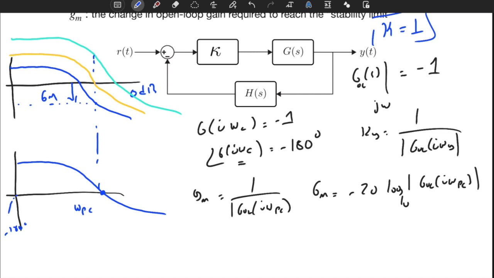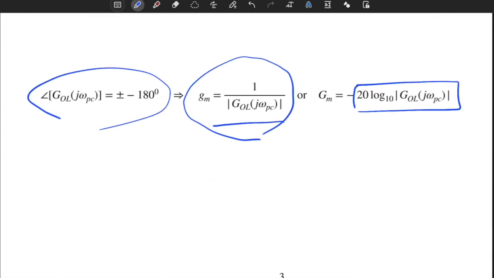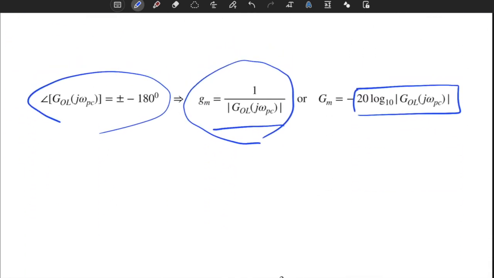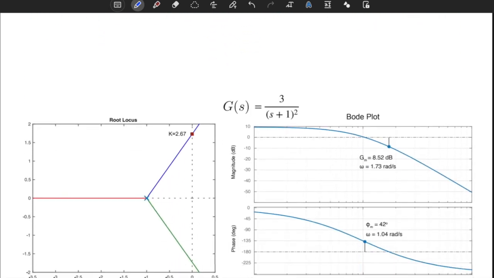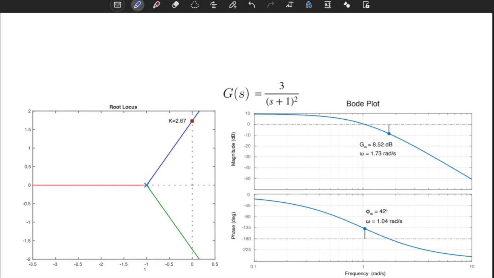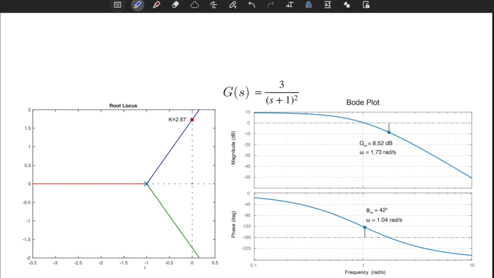In order to have a positive gain margin, which technically says that it is potentially a stable system, my gain at the phase crossover frequency should be below the 0 dB line. This is the whole point of the gain margin, and you will better understand the whole concept with this example. The open loop transfer function of the system is given as 3 divided by (s plus 1) squared.